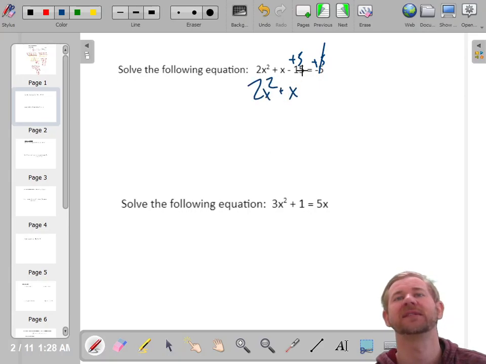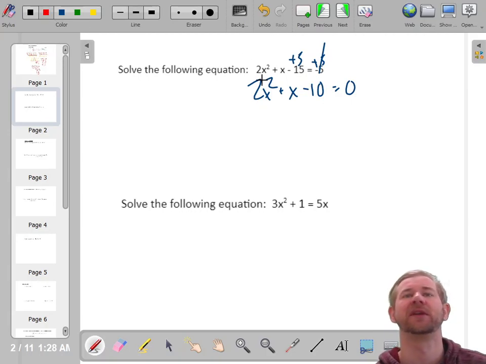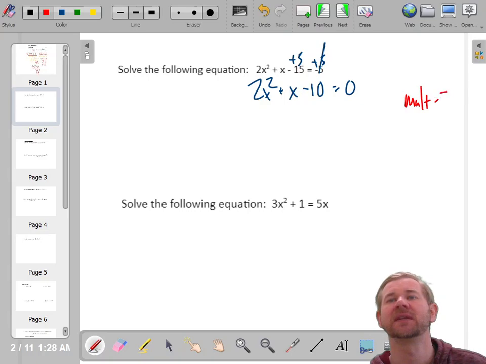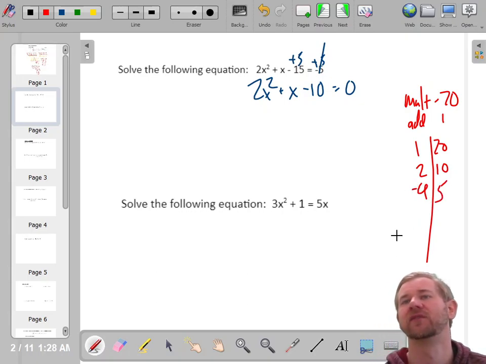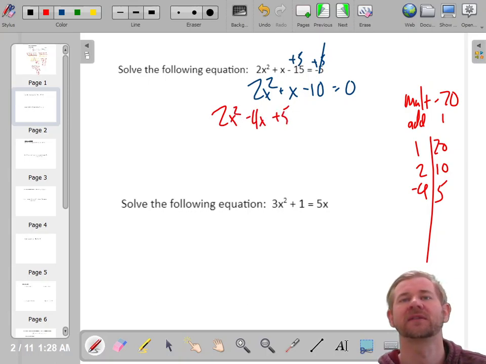2x squared plus x. Negative 15 and 5 make negative 10. And now we are going to split the middle. So what numbers multiply to AC, that is negative 20, and add to 1? If you want to make a table, 1 and 20, 2 and 10, 4 and 5, there it is. Negative 4, positive 5. 2x squared minus 4x plus 5x minus 10.